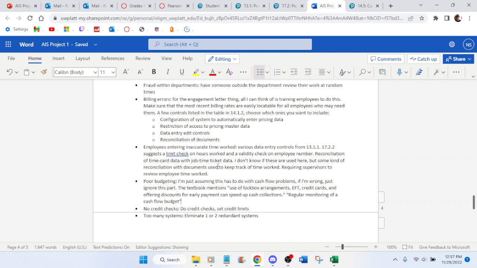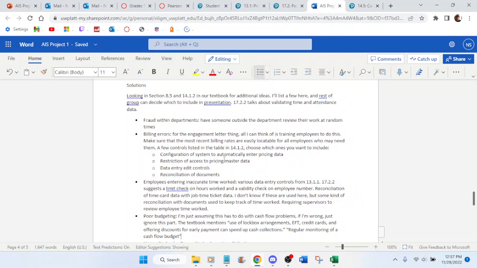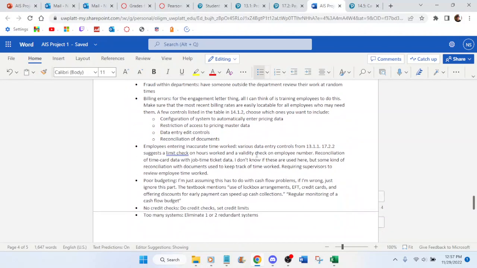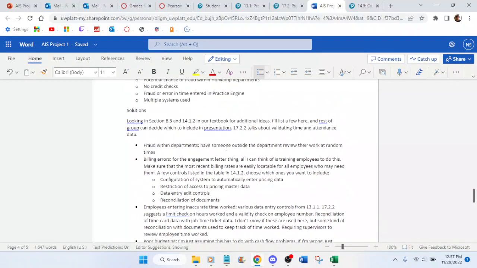This is my justification for not putting this stuff in the PowerPoint right now. I don't know what they would want me to include. They're probably not going to want to include all this stuff. This is just a lot of options for them to include. Just pick and choose the ones you want. So that's one.